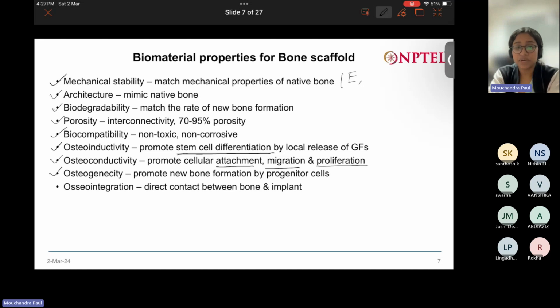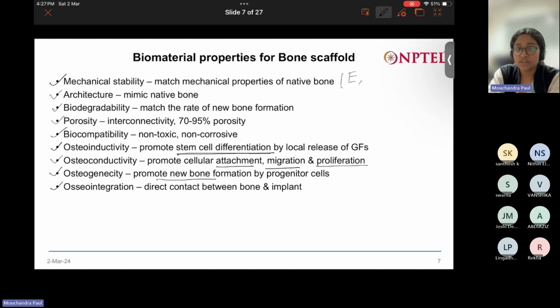Now, if the material is osteoconductive, meaning your cells are able to perform all their basic functions, then it can also proceed to form a new bone or a segment of bone. That is osteogenicity, that is, promoting new bone formation. In the bone there are various stem cells or progenitor cells. They can also undergo the basic cell processes like attachment, migration, and proliferation, and in turn help in the regeneration process.